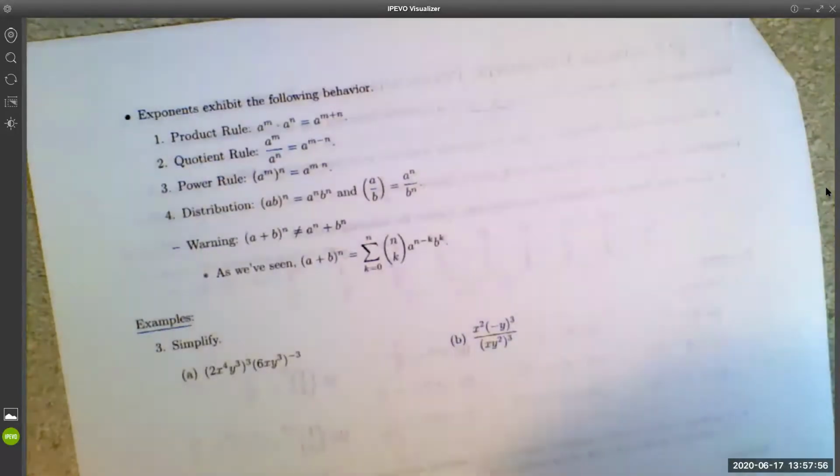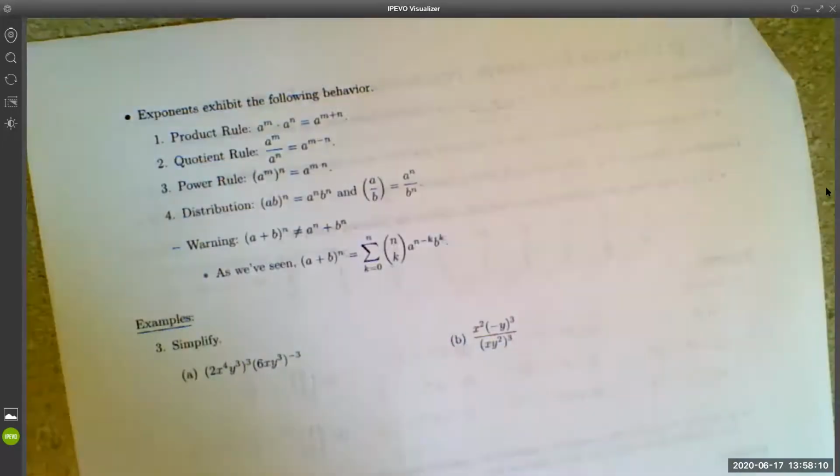I'm not giving you any reasoning behind any of these rules because you should have seen the reasoning in your algebra classes in the past, and we just don't have time to rehash all of those details. But this shouldn't be new information to you, though, is what I'm trying to say. If it is new information for you, you might be in the wrong class, okay?